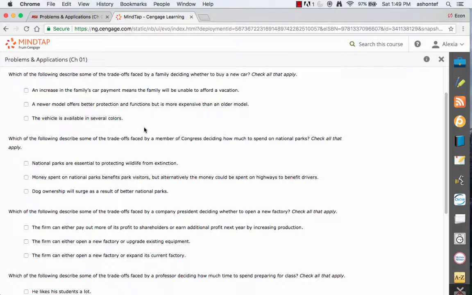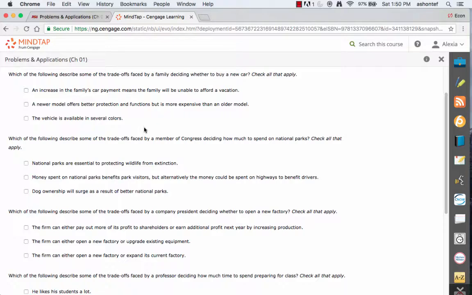The third one, and I'm doing this because I want you to see how you need to approach these, you've got to work through these very slowly. The third one says the vehicle is available in several colors. Okay, so those are choices. But are those trade-offs, having a different color? Is anything being given up here by the color that they select? Just by reading that, it tells you the vehicle's available in several colors, but it doesn't say they're giving anything up. Then that would not be a trade-off.